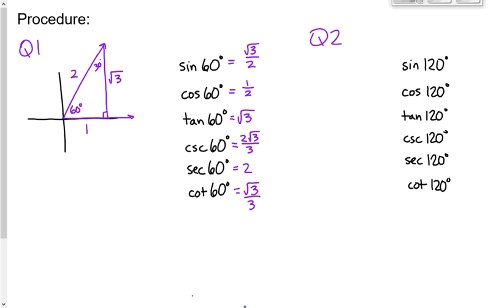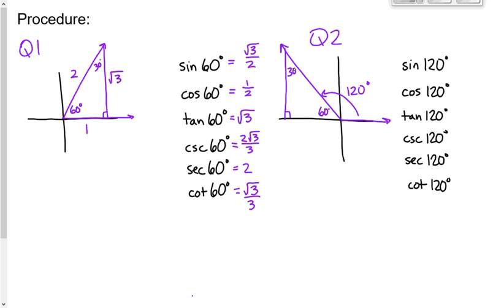Next, let's imagine that we had to find an exact value for 120 degrees. If you draw the angle 120 degrees in standard position, we'll say that's about 120. That's going to leave you with a 60-degree angle made with the horizontal. Your reference triangle always includes the angle that's made with the horizontal. Drop a perpendicular, and there you have a 30, 60, 90.